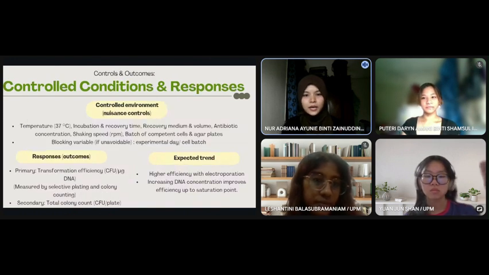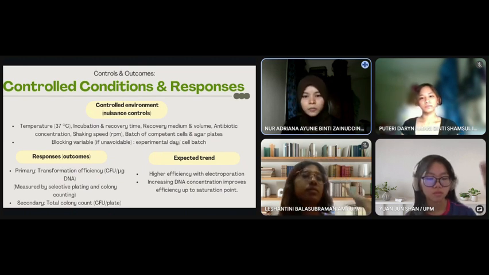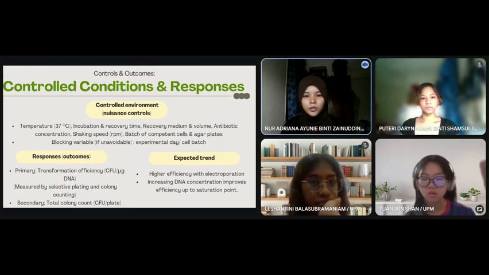in this slide, we explain the control conditions and response in our bacterial transformation experiment. A controlled environment was maintained to ensure that any changes in results were due to the tested factor. Conditions such as temperature at 37 degrees Celsius incubation, recovery time, recovery medium and volume, antibiotic concentration, shaking speed, and the batch of competent cells and agar plates were kept constant, while unavoidable factors like experimental day or cell batch were treated as blocking variables.